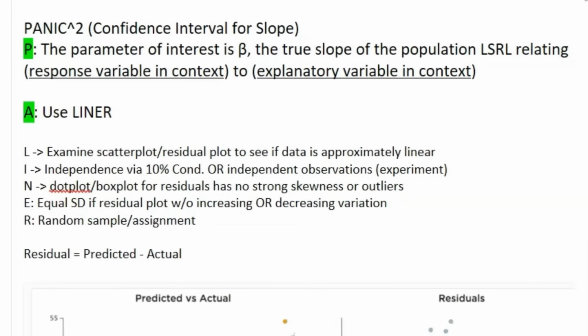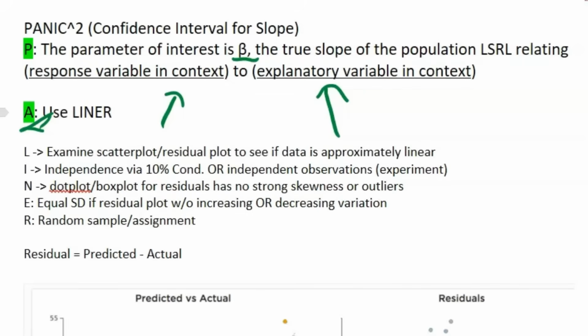Confidence interval, PANIC, C squared, same thing as before. P, your parameter of interest, in this case is beta, the true slope of the population least squares regression line, and then just talk about your two variables in context that you're trying to see if there's a linear relationship between those two.